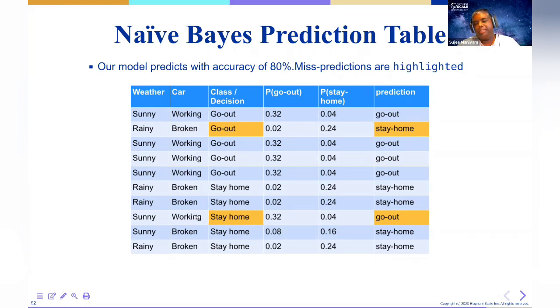Whether it's sunny and the car is working, the probability of going out is 32% and staying home is 4%. So the algorithm says I should have gone out, but I stayed home. Again, mispredictions. These things happen. So it's going to make sense, guys.